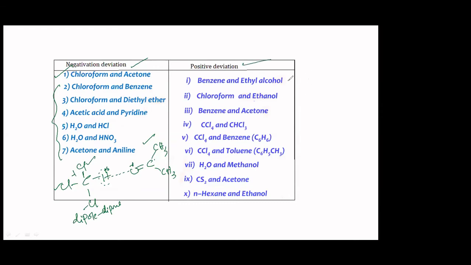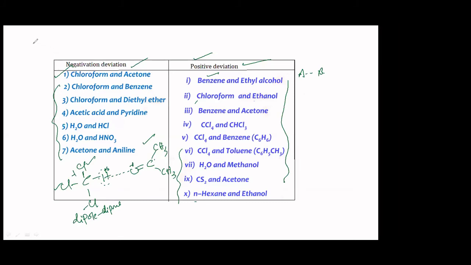Positive deviation. See, in all these cases, you will see weaker interactions are being formed, and hence positive deviation. Benzene, ethyl alcohol. Ethyl alcohol has got hydrogen bonding. When you put benzene into it, the benzene molecules will go and occupy the space between ethyl alcohol molecules, break the hydrogen bonding. And the one which is going to form is only induced dipole moment, which is weaker. And hence, AB interactions are weaker here. Okay. Any doubt here? In all these cases, the same thing happens.